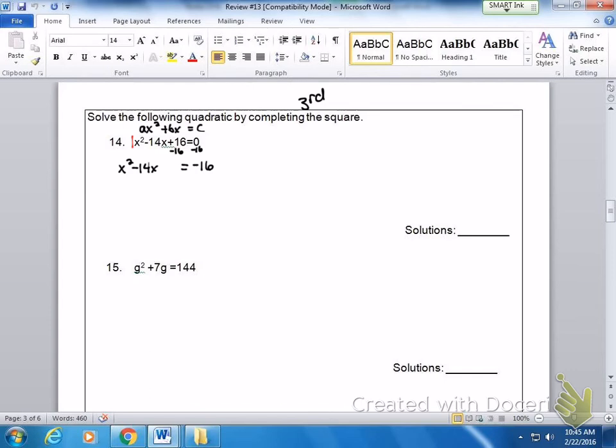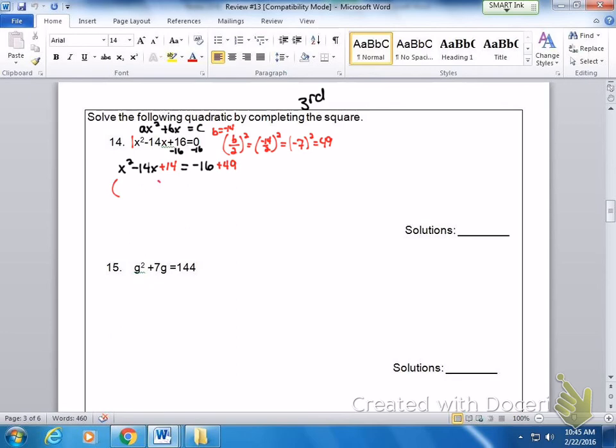So we go back to our b over a squared, or b over 2 squared. In our case in this one, our b is negative 14. So I have negative 14 over 2 squared, which is negative 7 squared, which is 49. So I'm going to plug 49 into my little hole over here like we did on the last one, so plus 49. But I can't just add 49 to one side. I have to do it to both.